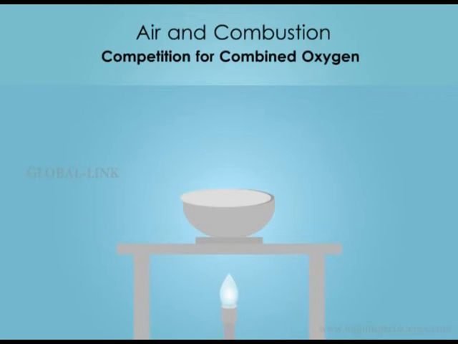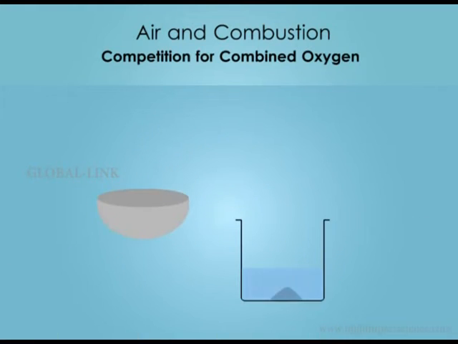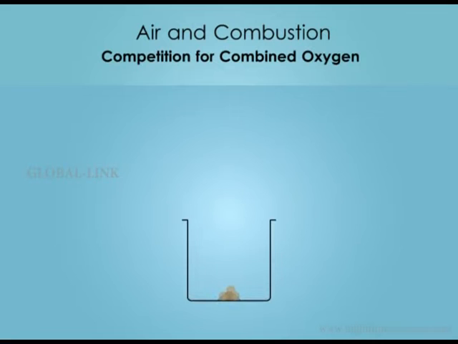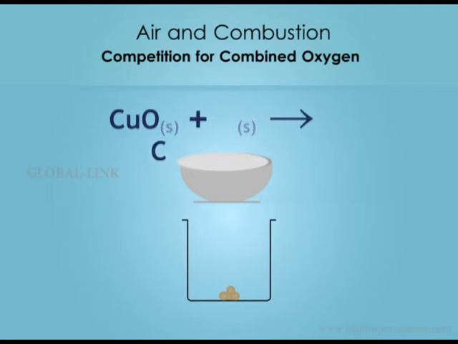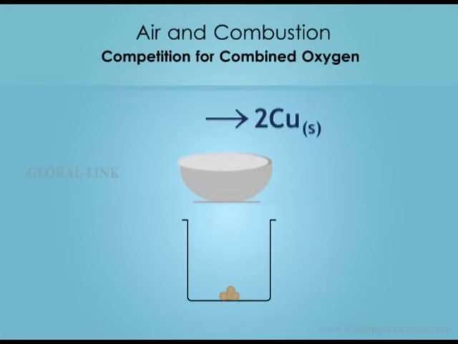We remove the crucible from the flame and empty the content into a beaker of cold water. We pour out the water and the charcoal. We rinse again. You will find a red-brown solid at the bottom of the beaker. This is copper. What has happened is that carbon has displaced copper in copper-2 oxide to give copper metal and carbon-4 oxide.